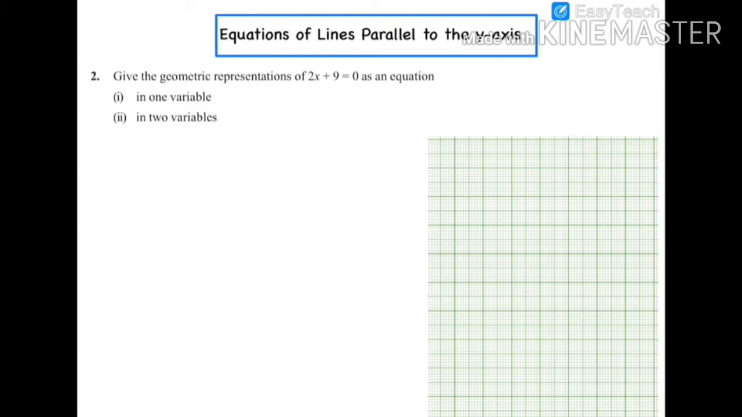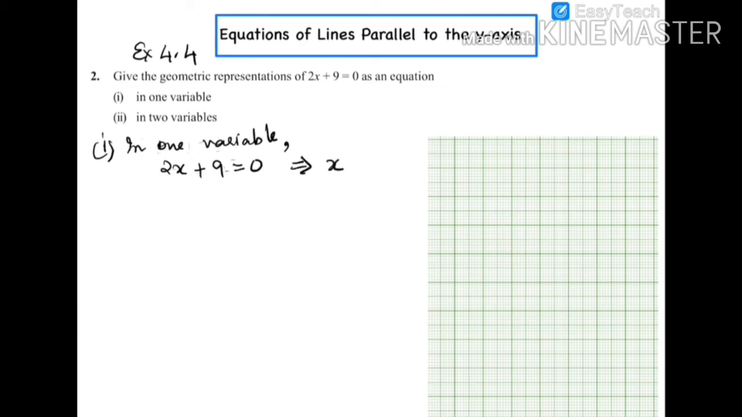Let's understand this by answering the second question of exercise 4.4. Give the geometric representations of 2x + 9 = 0 as an equation in one variable and in two variables. In one variable, 2x + 9 = 0 can be solved to get the value of x as -9/2, which is equal to -4.5.